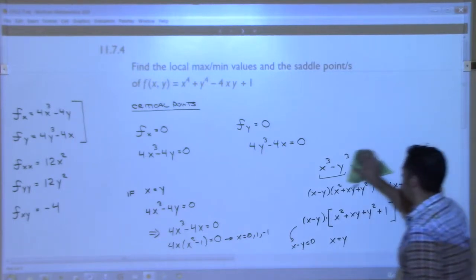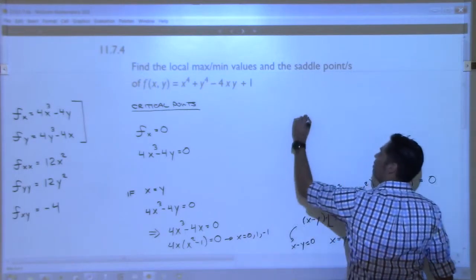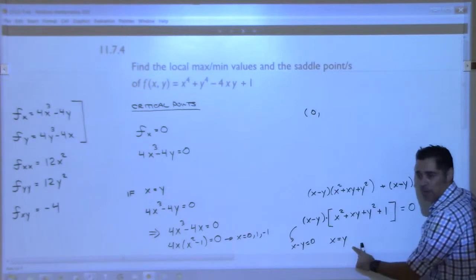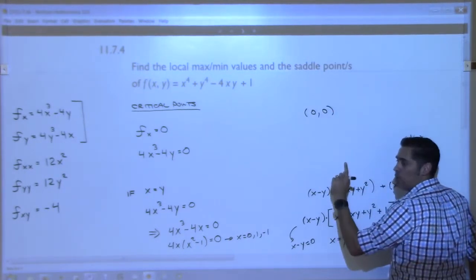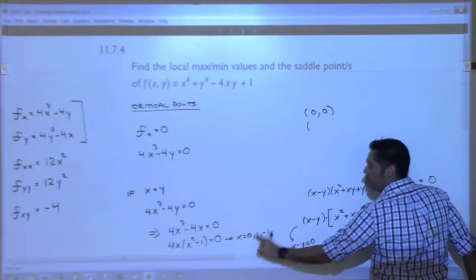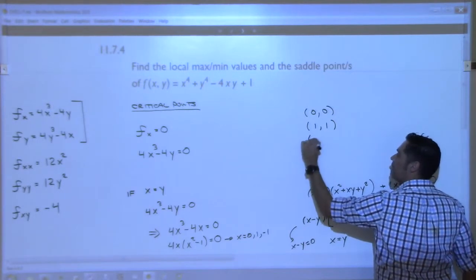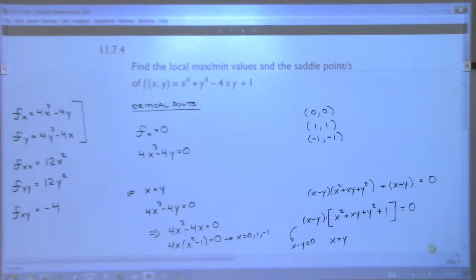Now, hold on, we're not done. Because if x is 0, then what's y? Well, remember, x has to be y, right? Or y has to be x. So if x is 0, y is 0. That's one critical point. Another critical point is x is 1, but then y has to be 1 also. And then another critical point is that x is negative 1, but y also has to be negative 1. Those are 3 critical numbers, critical points. Y'all with me on that? We have 3 critical points so far.